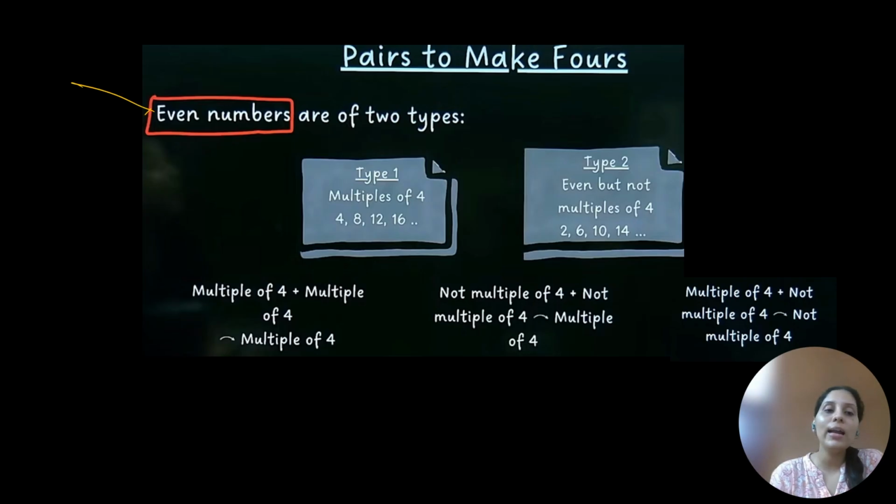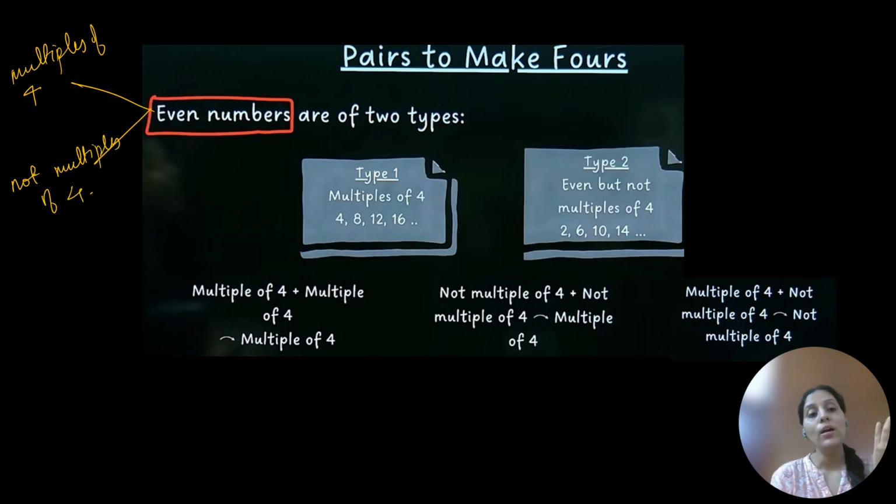Even numbers are classified into two types. One is multiples of 4. Multiples of 4 are 4, 8, 12, 16. These are all even. And the other set is not multiples of 4. Not multiples of 4 are 2, 6, 10, 14. These are even but not multiples of 4. So let us crack these three types.